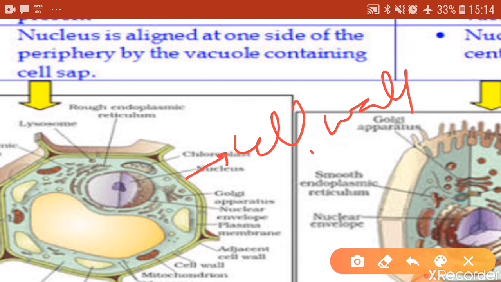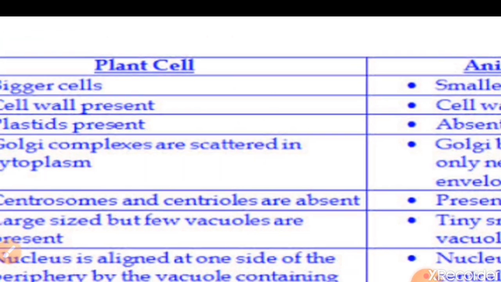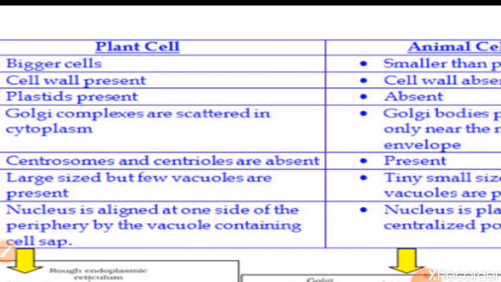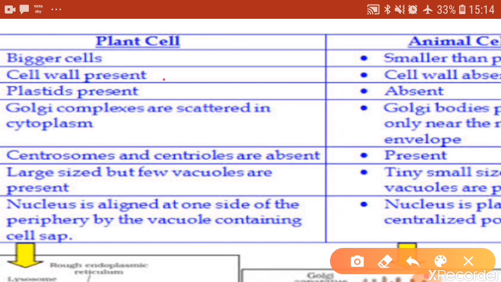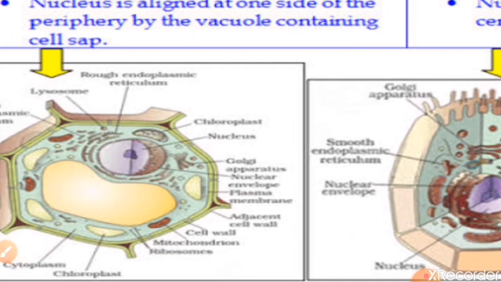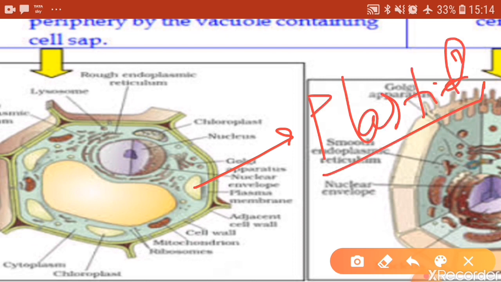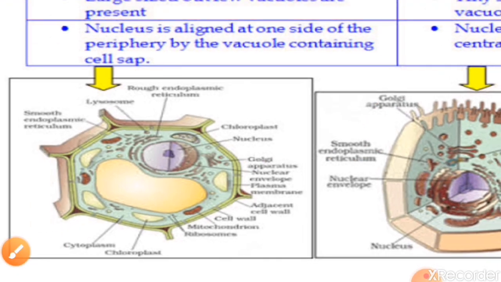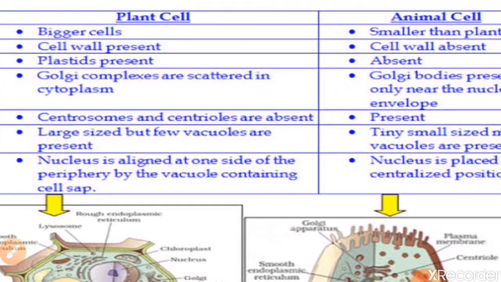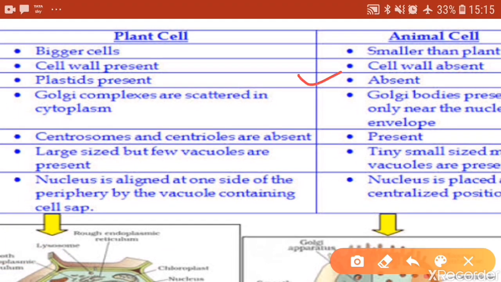In the animal cell, the outermost covering is the cell membrane. So the cell wall is present in plant cells, whereas the cell wall is absent in animal cells. Then the third difference between plant cells and animal cells is that plant cells have plastids. I had told you about the plastids in this video. So plant cells have plastids like chloroplast, chromoplast, leucoplast, but plastids are absent in animal cells. Animal cells don't have plastids.